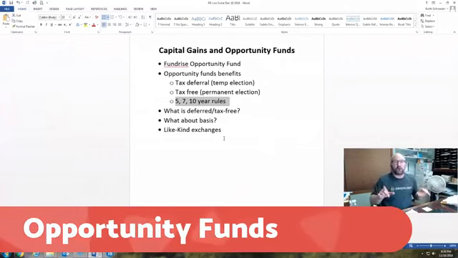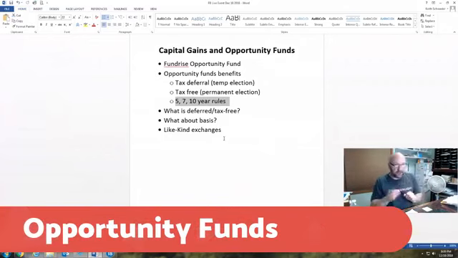Let's go back to the opportunity fund. You put in your $1.6 million. In 5 years, if you keep it there, 160,000 is going to be tax free. The remainder will be taxed when you take it out. In 7 years, 15% or 240,000 is tax free.